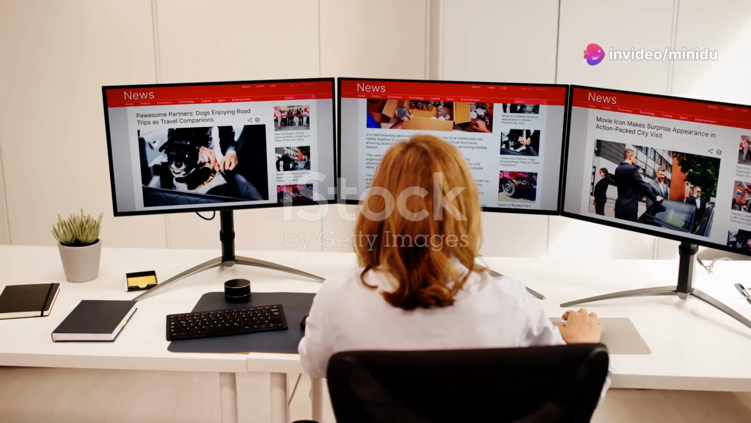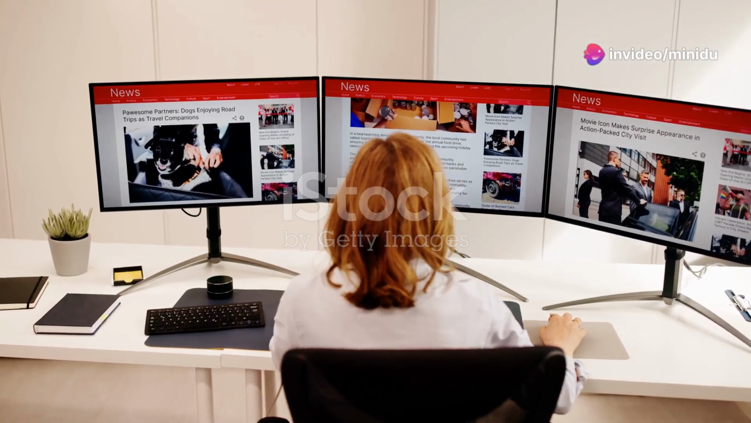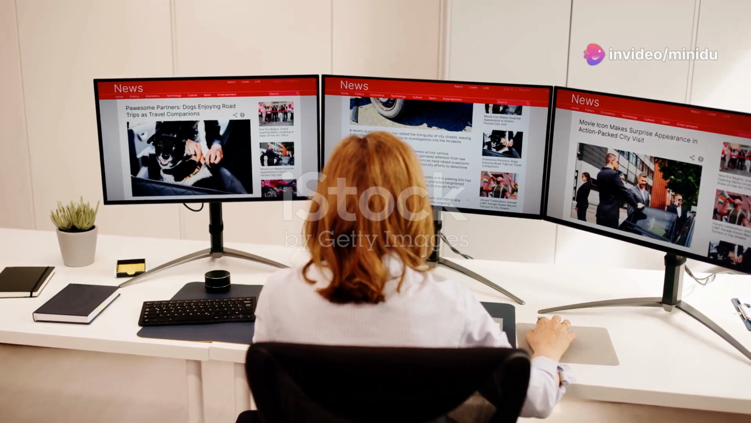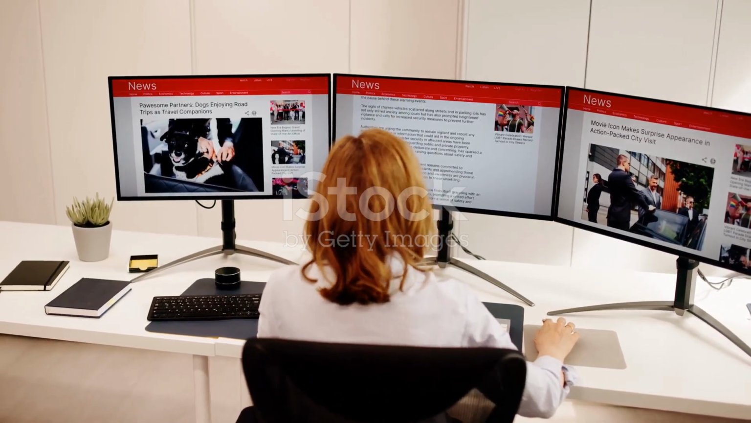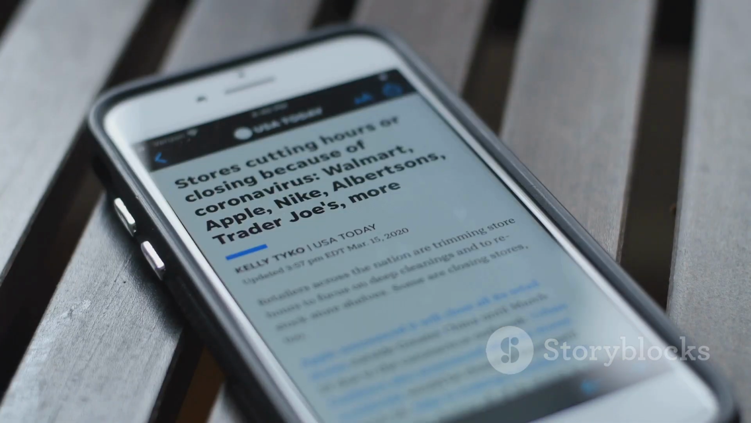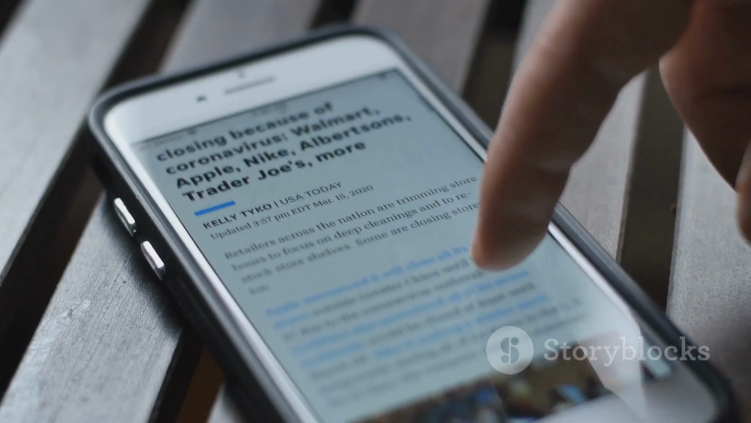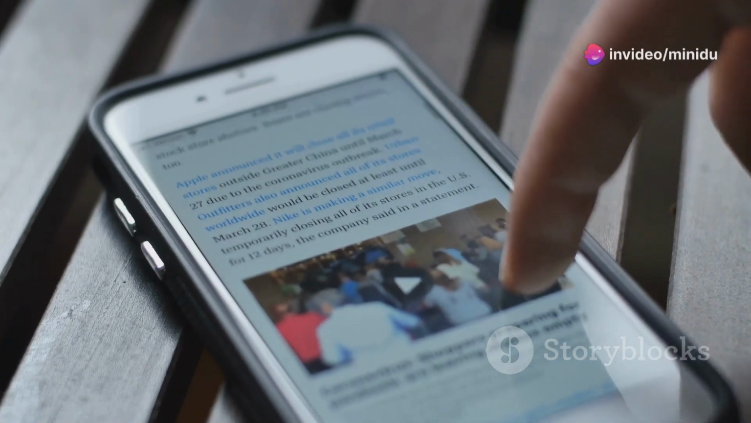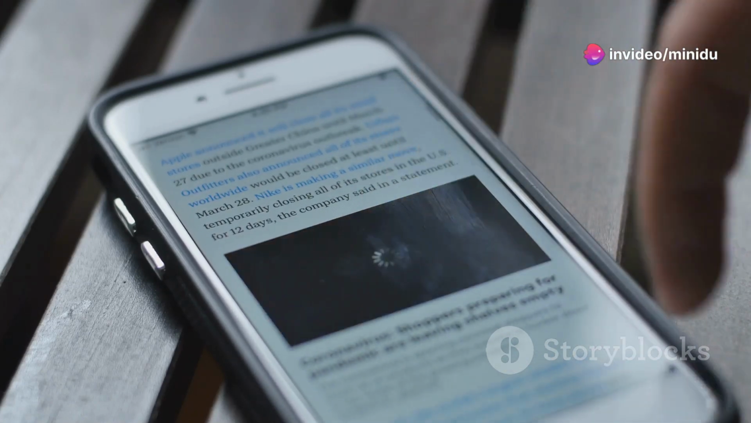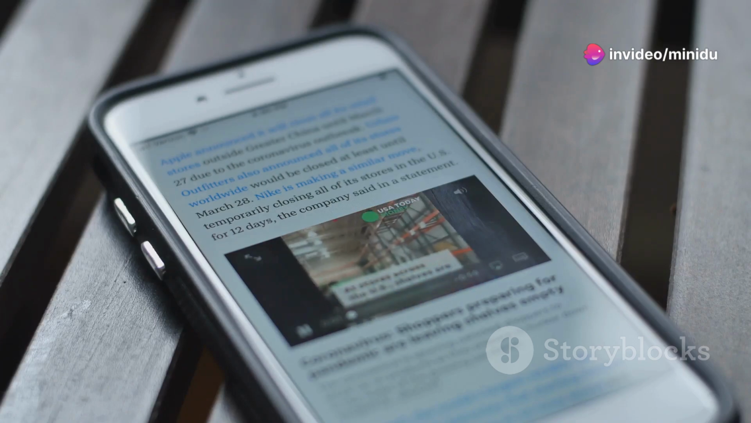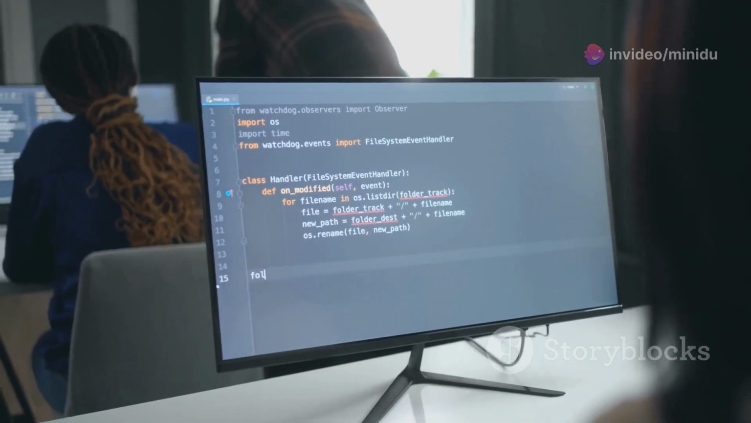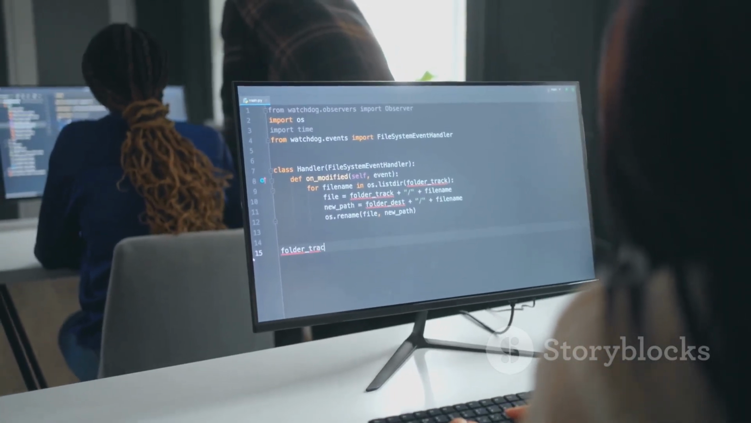Imagine a bustling news agency. It publishes a variety of news articles daily, covering everything from politics to entertainment. Subscribers, eager to stay informed, want to receive updates whenever a new article is published. They rely on timely notifications to keep up with the latest news. This scenario perfectly illustrates the observer pattern in action.